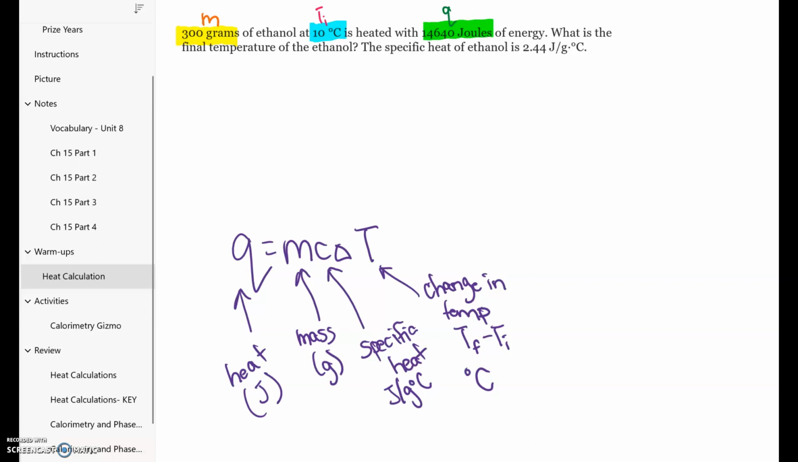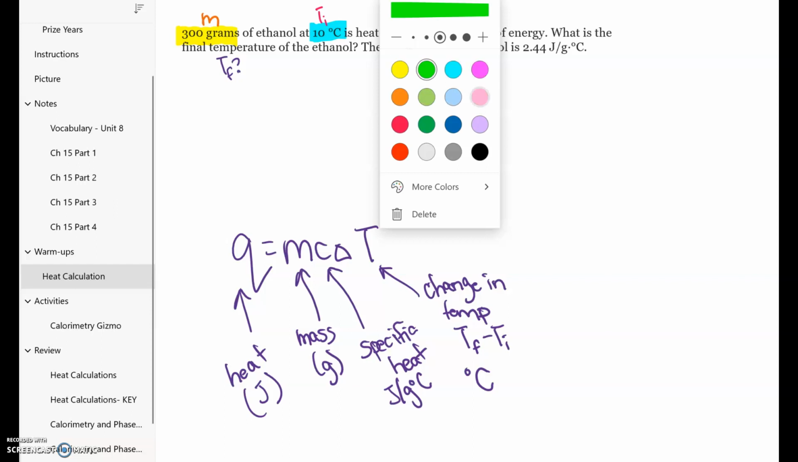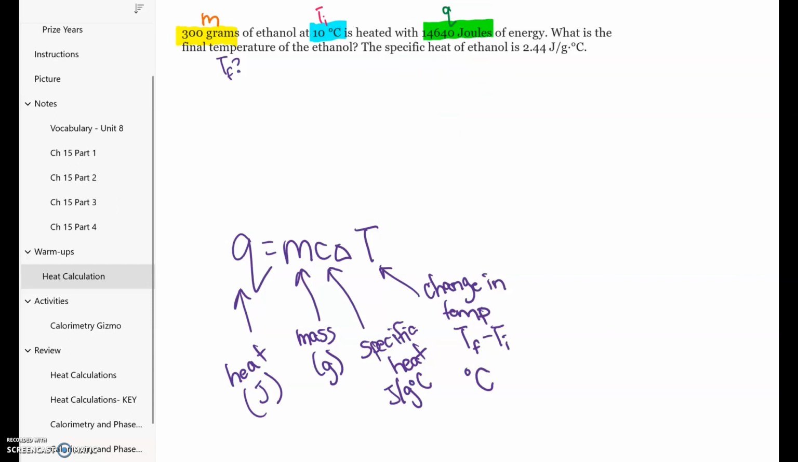What is the final temperature of ethanol? So we don't know that. The specific heat for ethanol is given, 2.44. So that is your C, your specific heat. All right, so now that you have everything labeled, it should be easy to just plug in and use this equation.